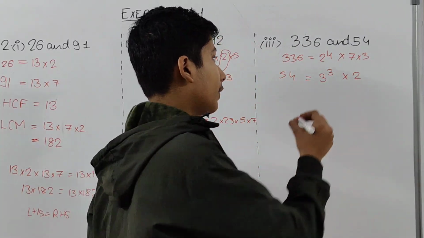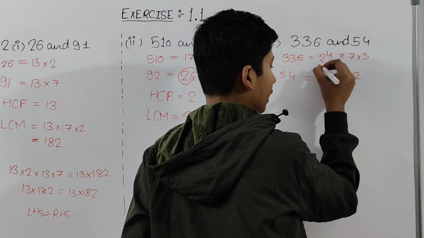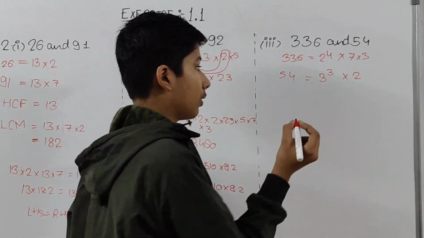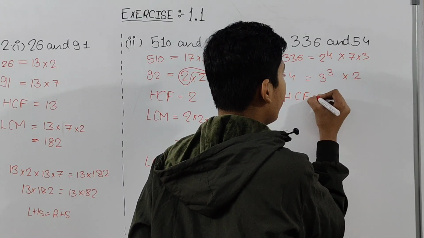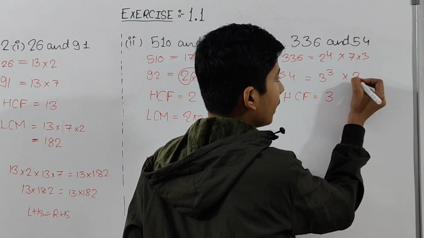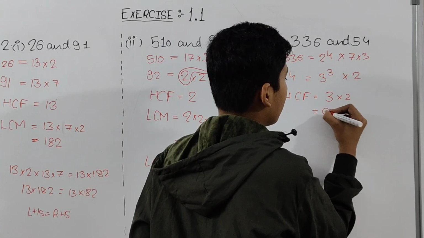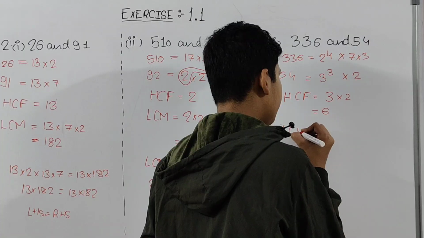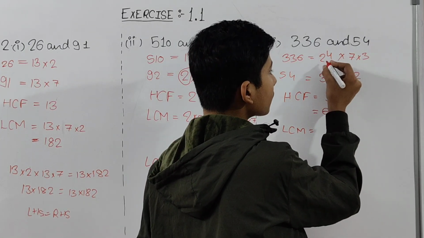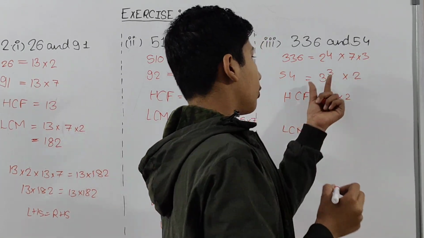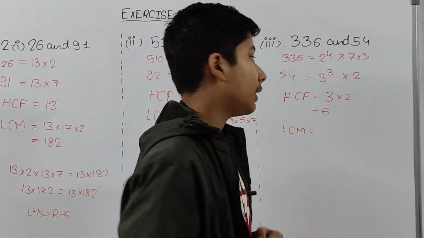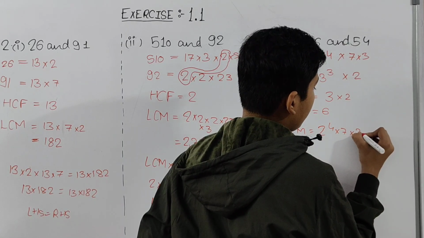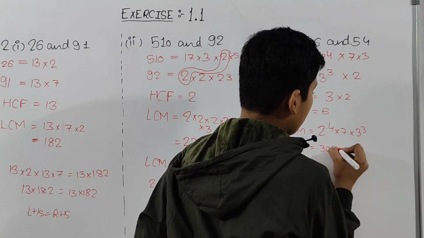So HCF will be 2 because here is 1 two and here is 2 power 4, and here 3 and here 3 power 3, so 3 is also common. So HCF will be this 3 multiplied by this 2 which is 6. Okay, 6 is HCF. Now LCM will be 2 power 4 into 3 power 3 into 7, which is 3024.